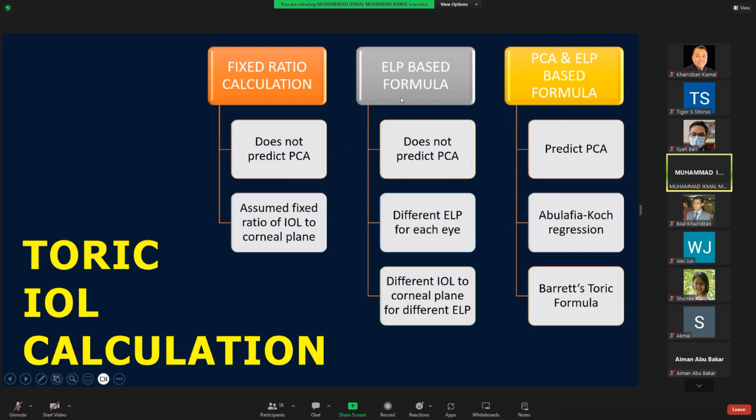However, the ELP-based formula includes the ELP as one of the parameters. And the PCA and ELP-based formula includes the PCA, posterior corneal astigmatism, such as in the Abulafia-Koch regression formula, as well as the Barrett toric formula.